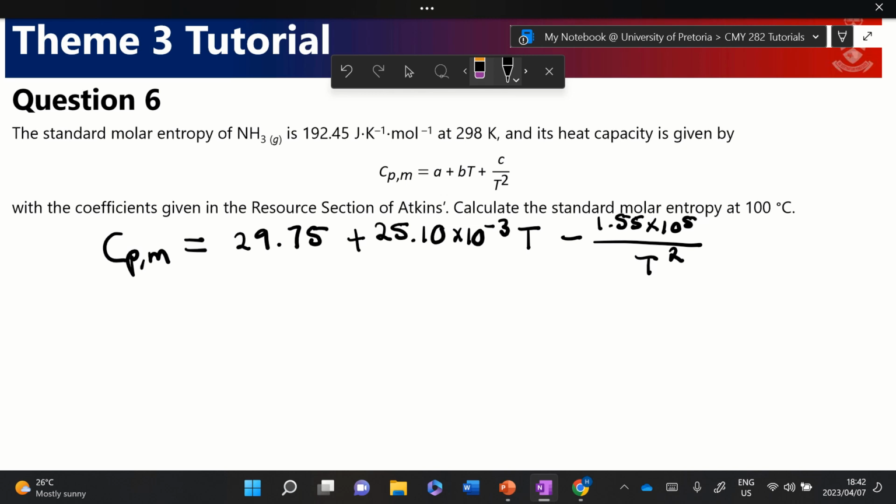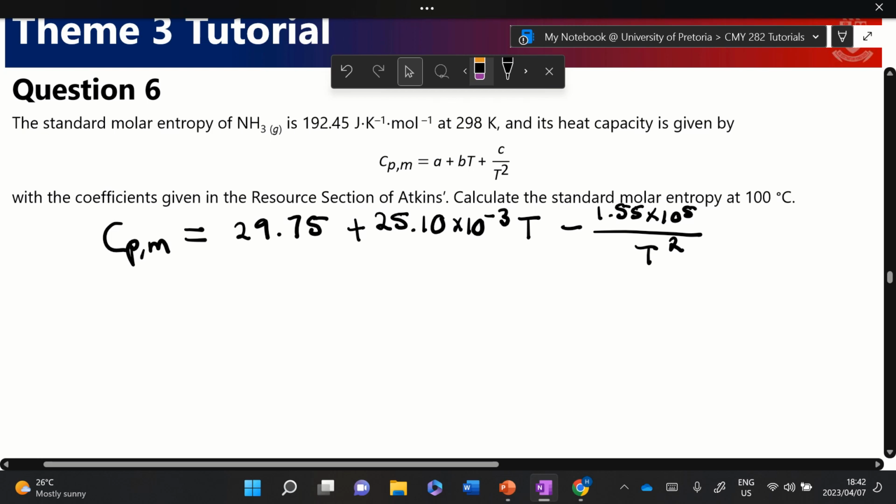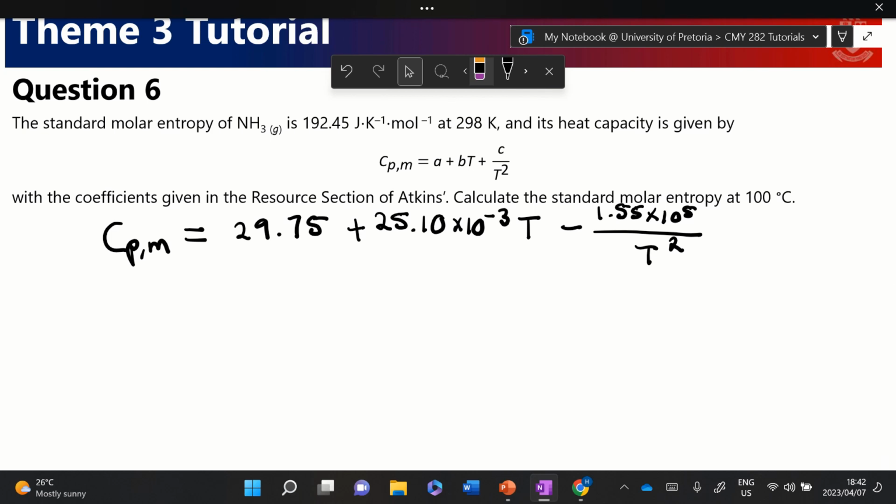Okay, and then we're asked to calculate the standard entropy at 100 degrees Celsius. So that is then, oh wait, that's not 398 Kelvin. It's 373 Kelvin. I almost made a very big mistake there.